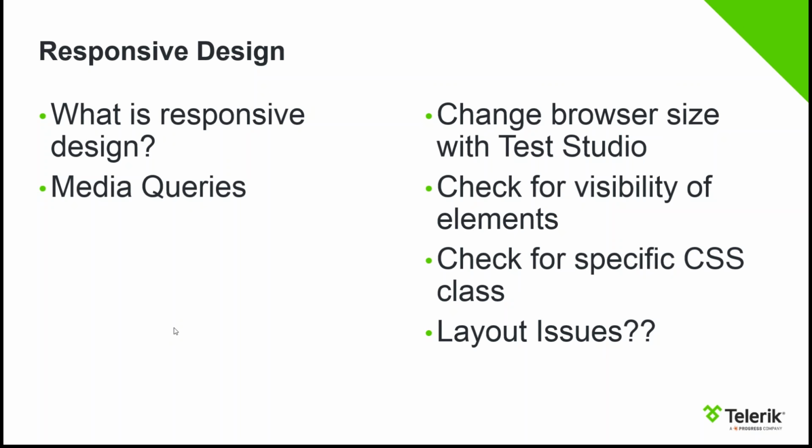Then you have to check for specific CSS classes. This means you have to see if that particular CSS class is available or not, or which specific class is actually working with that particular element. And finally, the layout. And I've put a question mark in there as well, because while we can do some of the things with the responsive design checking, we really cannot do a comprehensive responsive design assurance with automation alone.